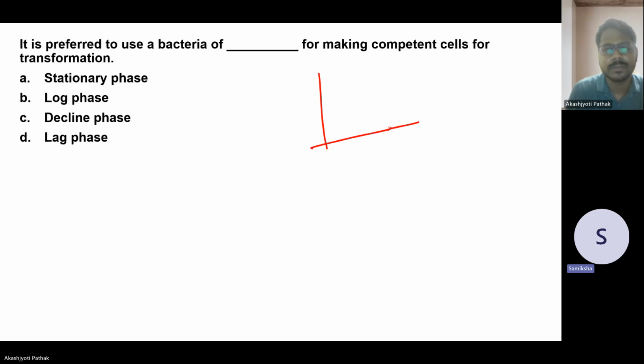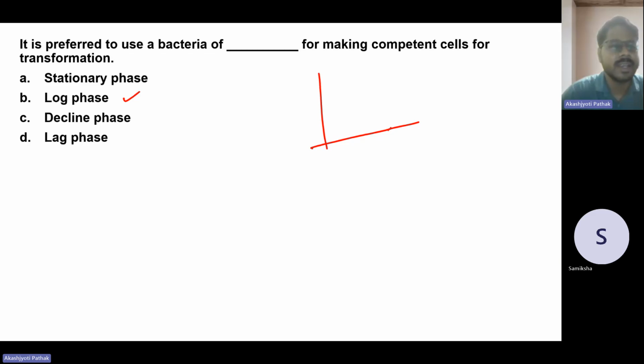Yeah, stationary phase. Sorry, log phase. Yes, log phase. So these are very simple questions. Okay. So log phase, why will you use log phase bacteria for making competent cells? Because at that time the bacteria will grow. Yes, the bacteria will grow, and in the log phase, what happens?